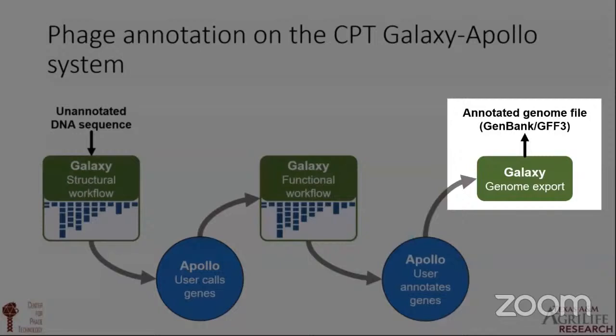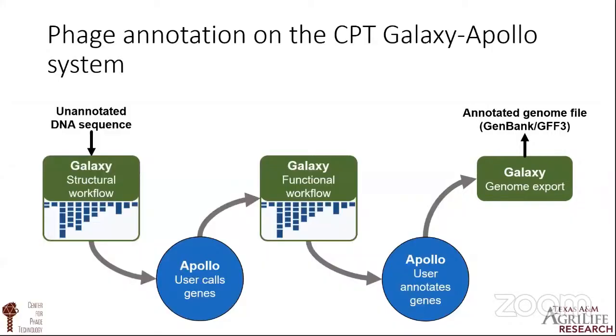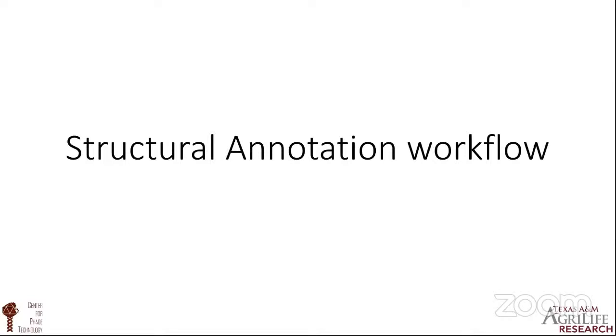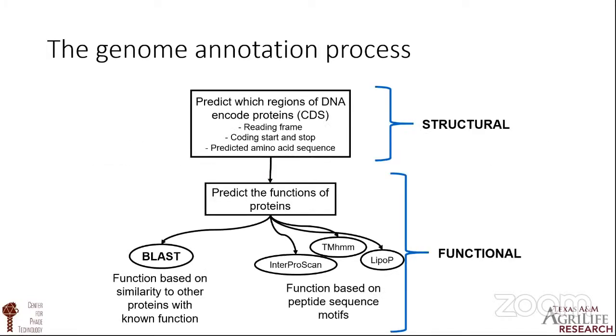When they're finished, the data can be retrieved back into Galaxy for export as either GenBank or GFF3 format files, for additional analysis, or for submission to sequence databases. So part of the process is conducted in Galaxy, which is where the actual data analysis occurs, and then the actual user annotation occurs in Apollo. All of this work is facilitated by transfer steps, which are accomplished by the Galaxy Apollo Bridge. If desired, the user can continue to run other analyses in Galaxy and import these tracks back into Apollo for as many cycles as they desire. The structural annotation workflow.